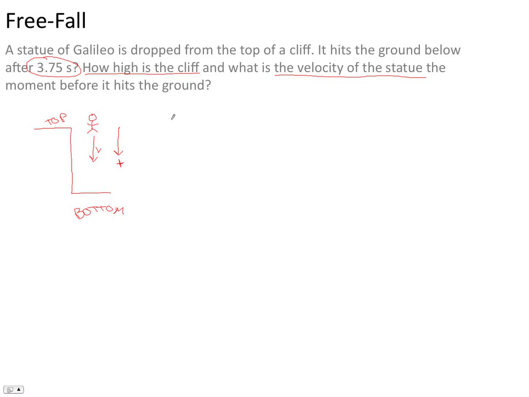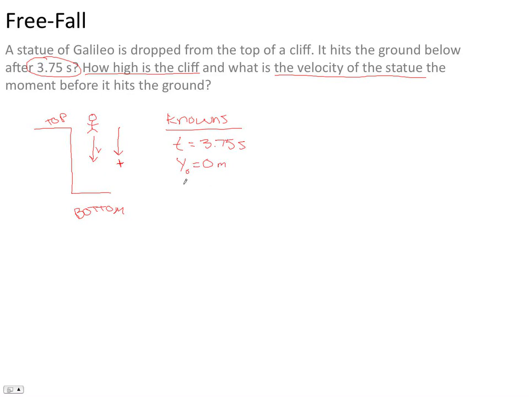All right, next thing to do, let's look at the problem. Let's write down everything that we know. Well, we know that it takes Galileo 3.75 seconds to reach the bottom of the cliff. What else do we know? Well, we can make some definitions here. Let's call the top of the cliff y equals 0, which means that y naught is equal to 0 meters. That's where Galileo is starting out, at the top of the cliff. What else do we know?